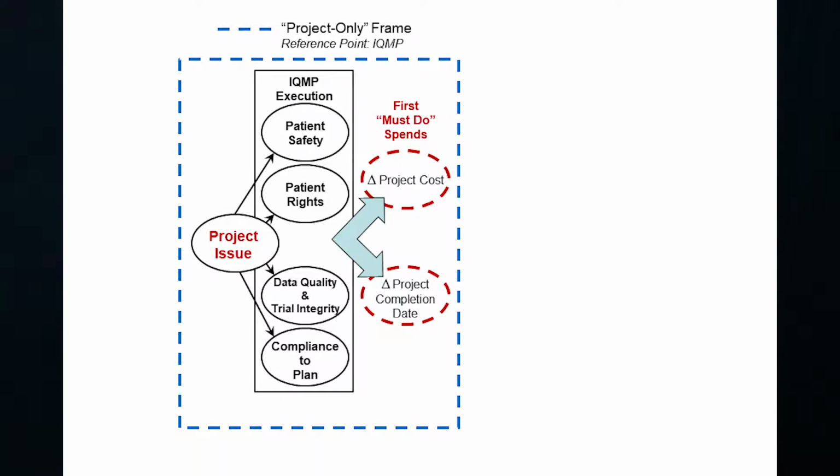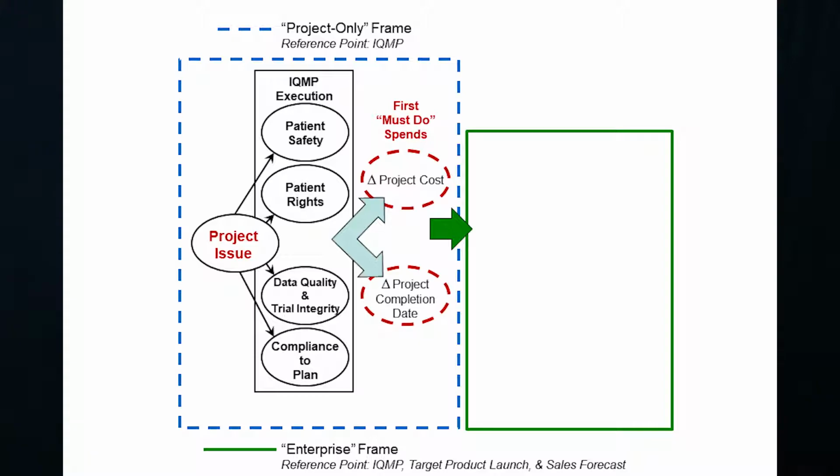Of course, clinical trial project managers understand that clinical trial success has implications beyond just the project. Ultimately, the timing and success of the project have downstream implication for the company's future revenue and costs. However, it is not common practice to integrate these insights into the project decisions unless you explicitly expand the decision frame from a project-only decision frame to an enterprise decision frame, and this is how you do it.